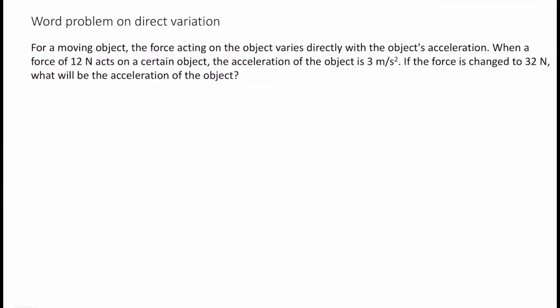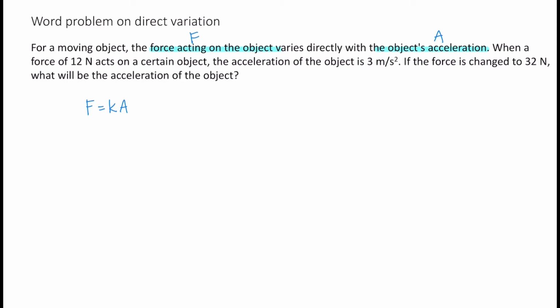This one is science related. So we have for a moving object, the force acting on the object varies directly with the object's acceleration. So let's give these some variables. We'll call the force a capital F and the acceleration a capital A. And because they vary directly, I know that F has got to equal k times A. And remember, k is some constant that we will solve for.